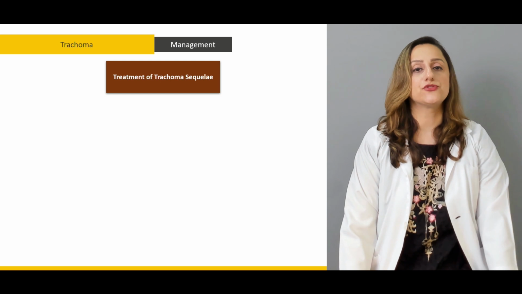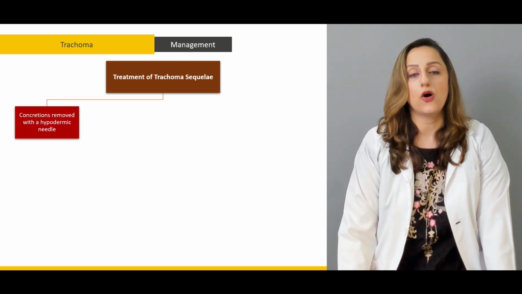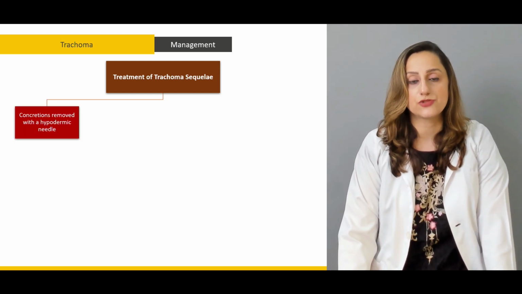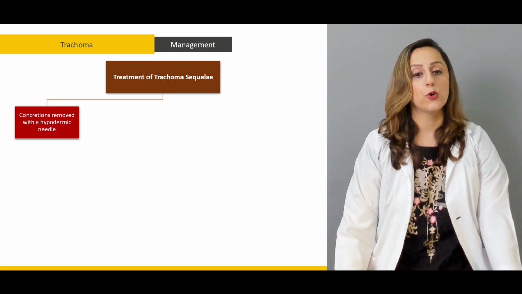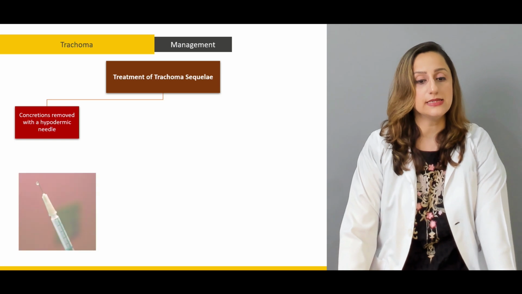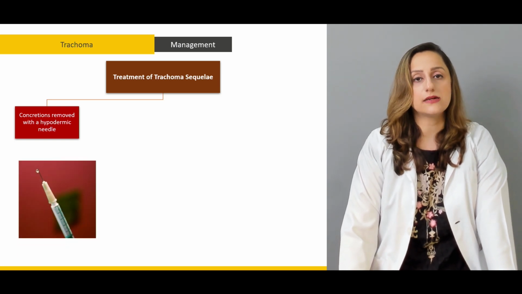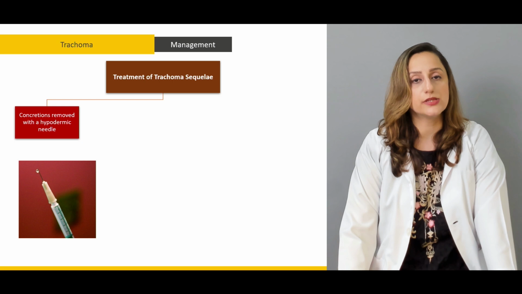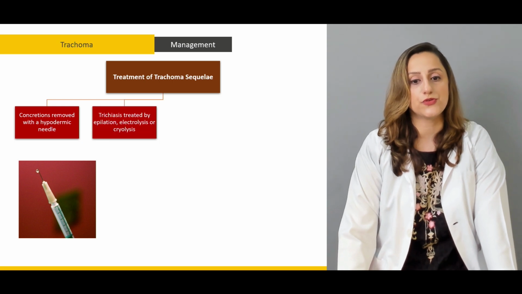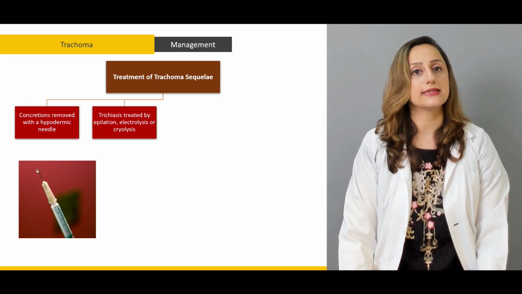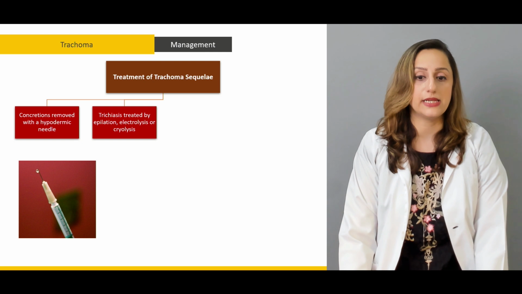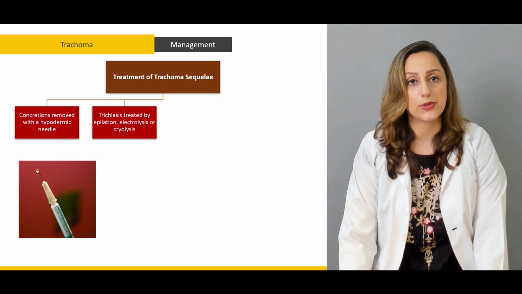The treatment of the trachoma sequelae, that is the complications of chlamydia trachomatis infections: the concretions are sometimes removed with hypodermic needles, and that is basically a small surgical procedure performed for the removal of the concretions in the patient. Then finally, we have trichiasis, that is treated by epilation, electrolysis, or cryolysis.